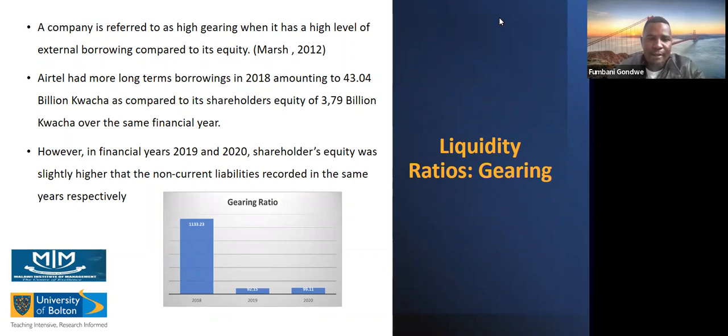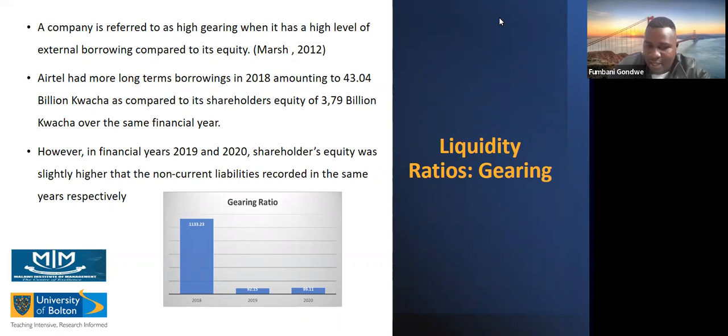If we look at the gearing ratio for the years 2018 to 2020, you see that the gearing ratio in 2018 was about 1,133.23%, which dropped to 92.15% in 2019 and rose again to 99.11%. In 2018, we have a higher gearing ratio just because the firm had more long-term borrowings amounting to 43.04 billion kwacha compared to its equity of 3.79 billion kwacha.